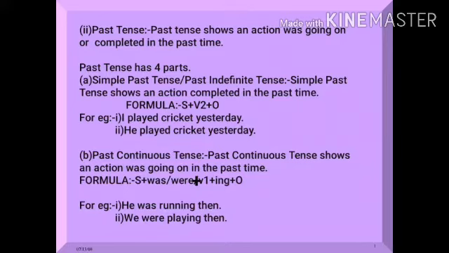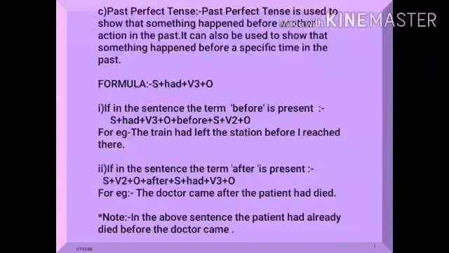Now after past continuous tense we are going to learn about past perfect tense. Past perfect tense is used to show that something happened before another action in the past. Again I am repeating, students, past perfect tense shows that something happened before another action in the past. It can also be used to show that something happened before a specific time in the past.